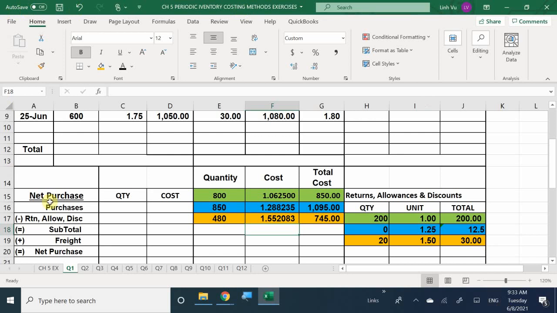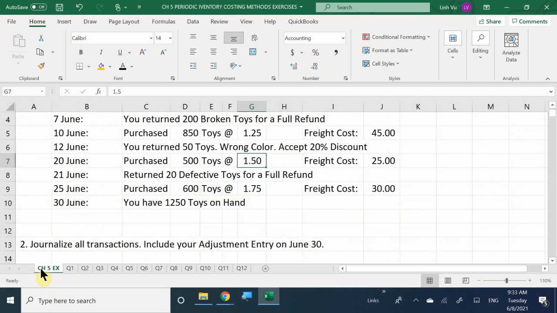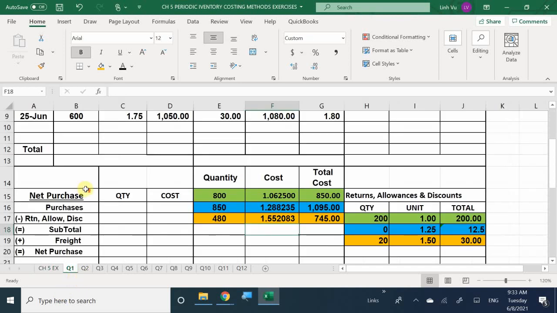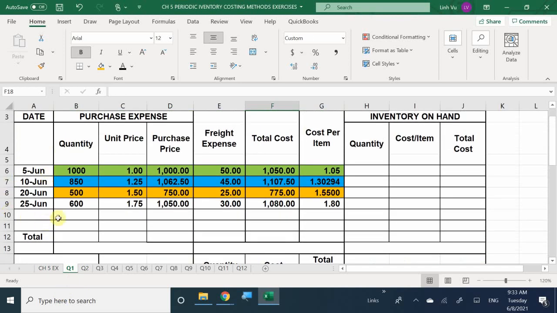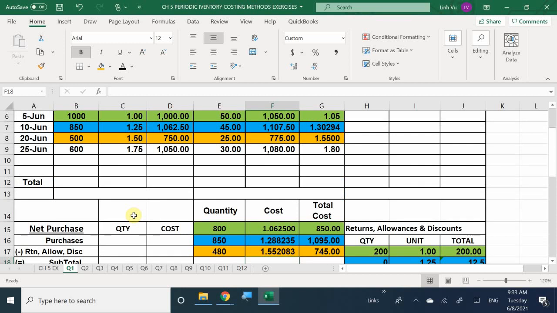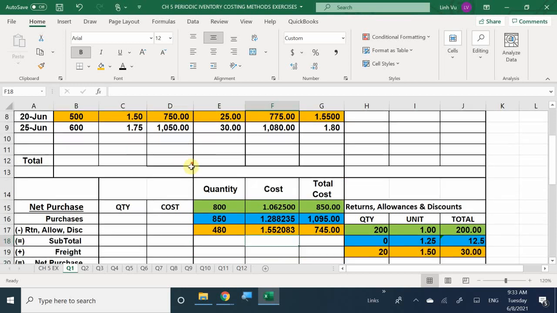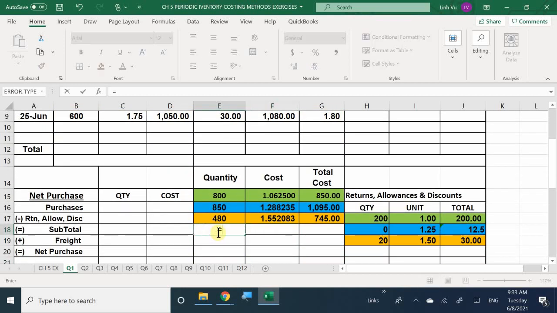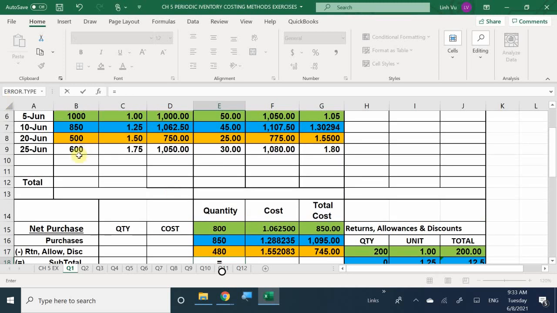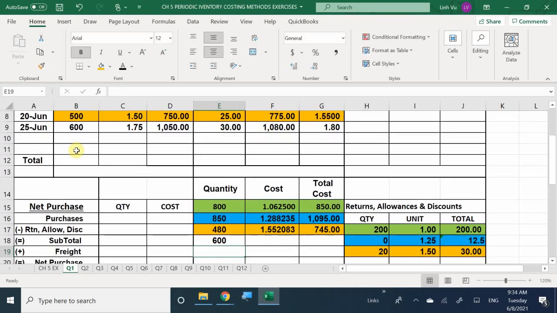Okay. Good. Now, let's go back to the scenario real quick, right? On June 30th, I have a total of 1,250 toys on hand. So therefore, the batch that I just put in here, my 600 items at $1.75, I didn't make any returns or any allowances to them. So I could carry it over down below, because once again, this little section here is going to be calculating my total goods available.